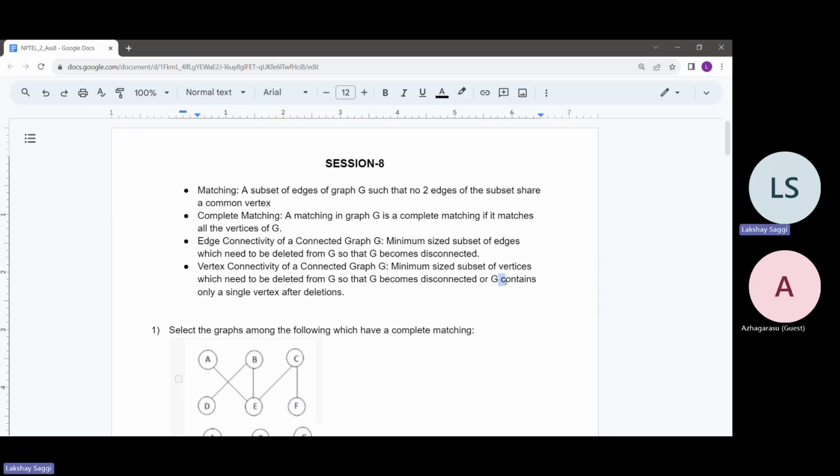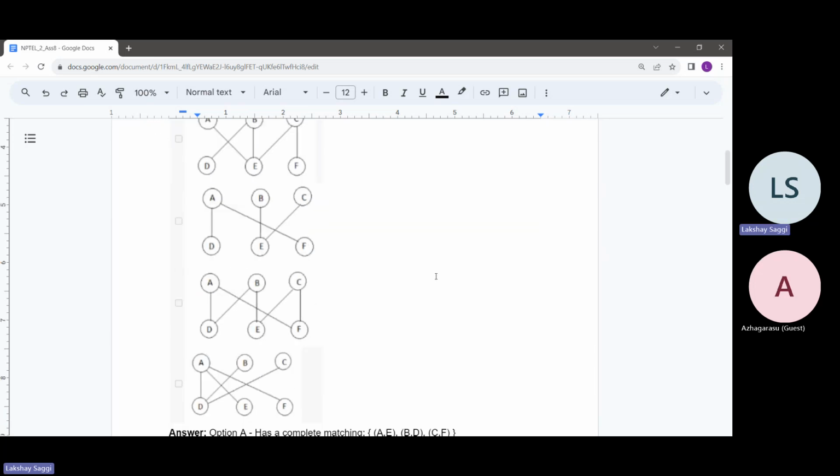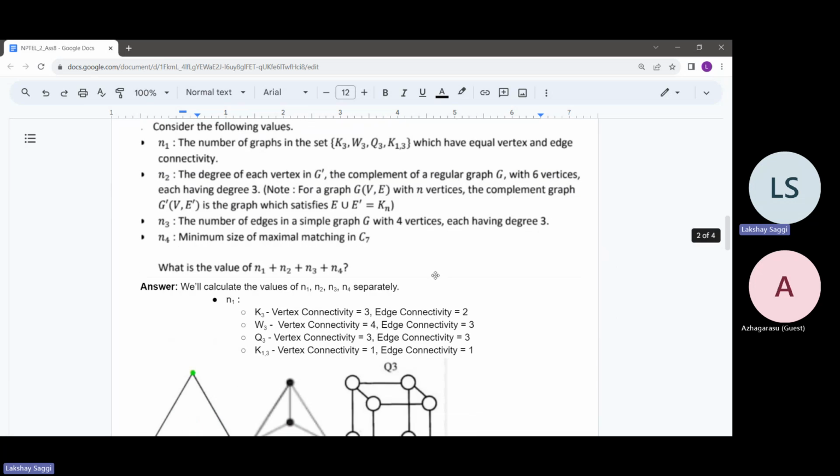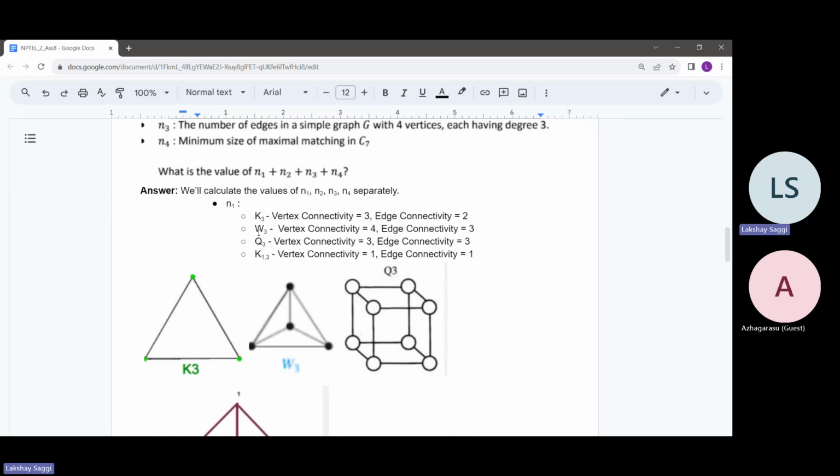So even if we are left with a single vertex, we think of it as a disconnected component. That's what I'm trying to say. So vertex connectivity can never be greater than n minus 1, because after n minus 1 deletions, we'll be left with only a single vertex, which satisfies that definition of vertex connectivity. So there'll be some changes here. Apologies for that.